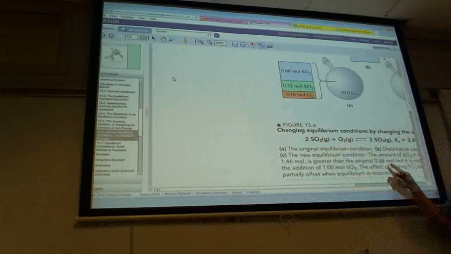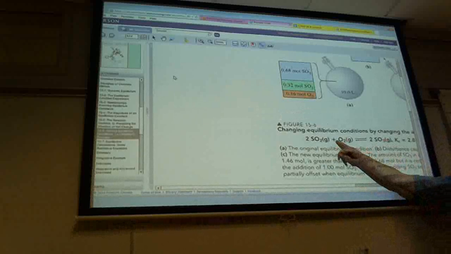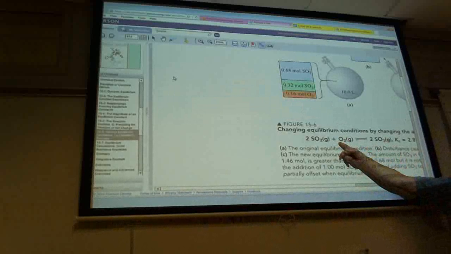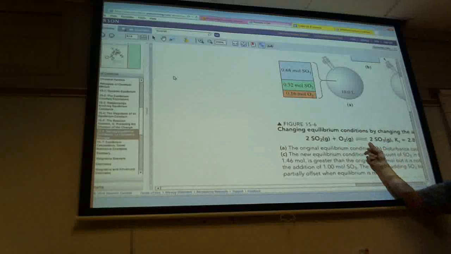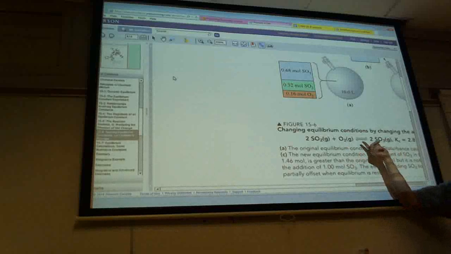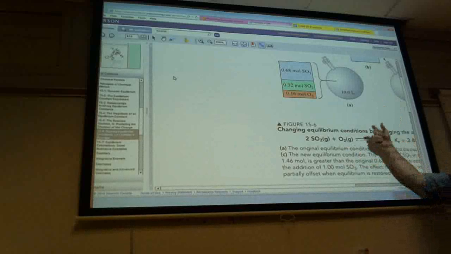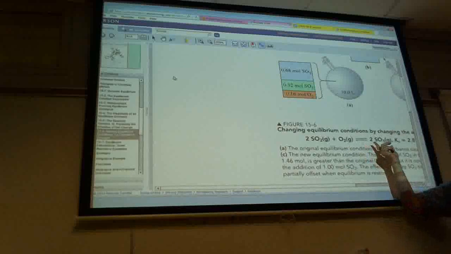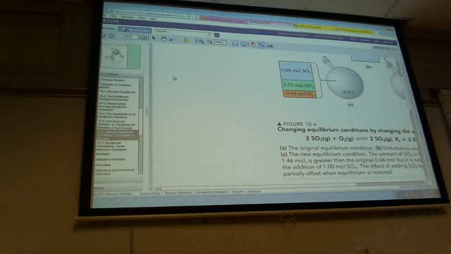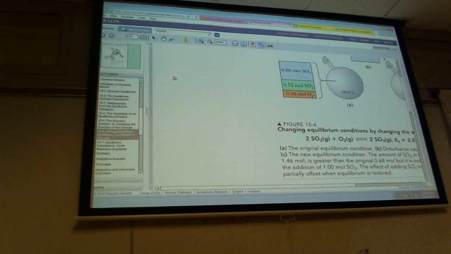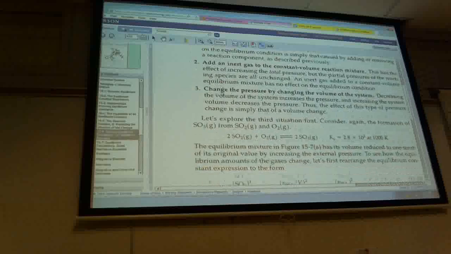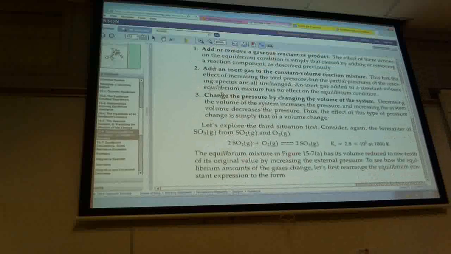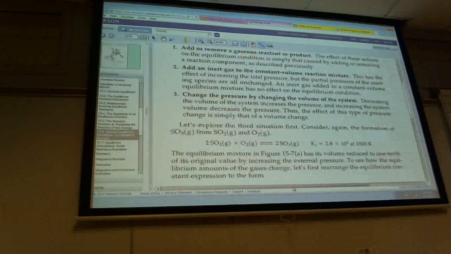If I add nitrogen gas, does that increase or decrease the amount of reactant? No. Does it change the amount of product? No. Nitrogen doesn't participate in this equilibrium, so if I add something that's inert, nothing's going to happen. There's going to be no change in this equilibrium. But the pressure will still change. The pressure will change, but the equilibrium will not change. The total pressure is going to increase dramatically.